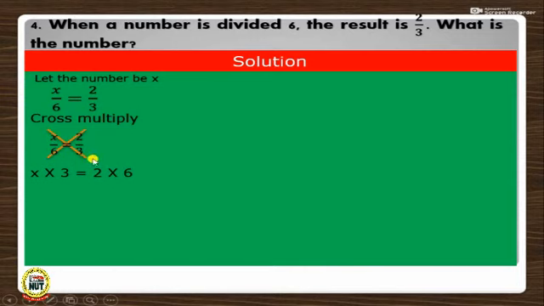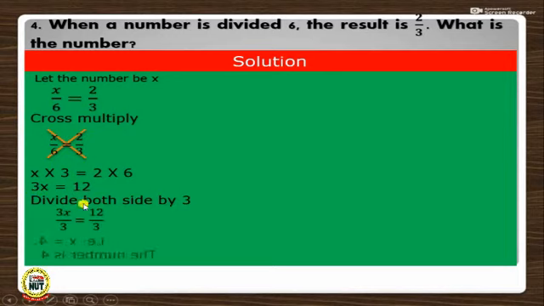That is x times 3 this way. x times 3 is equal to 2 times 6. x times 3 gives us 3x, and 2 times 6 gives us 12. Therefore, 3x is equal to 12. So what do we do next? We divide both sides by 3, because we are not asked to look for 3x, but we are asked to look for x. So divide both sides by 3, and it will give us 3x all over 3 is equal to 12 all over 3.